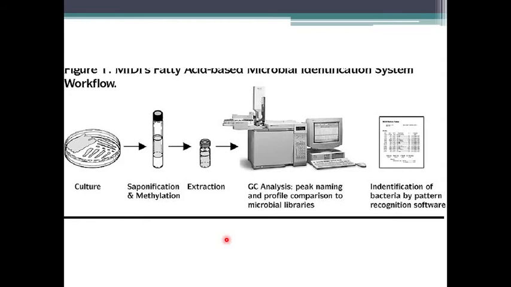This is a pictorial representation of how the technique actually works. Once the culture is taken, then the fatty acids are extracted, and methylation is done in order to get the respective FAMEs. Then these FAMEs are also extracted and injected into the gas chromatography system. Then GC analysis is done, we get respective peaks and the results are then compared and identified by the pattern recognition software like Sherlock software.